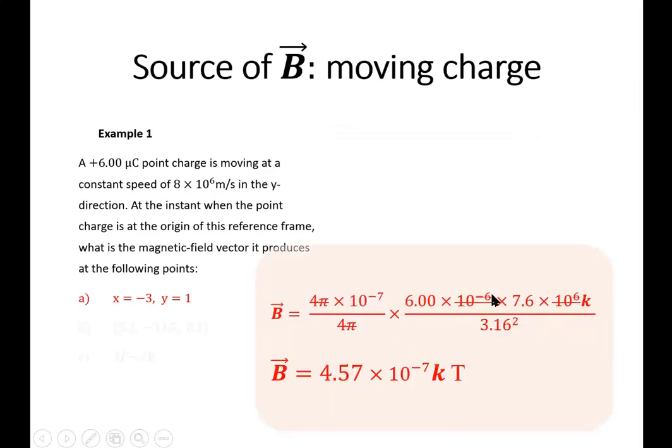Let's move on to find the magnitude of the field. So substitute everything now, and you can check it yourself. We are going to get 4.57 times 10 to the power negative 7 K Tesla. So the magnetic field will be in the direction of K. It will be in the direction of K. It will be coming out of the page.